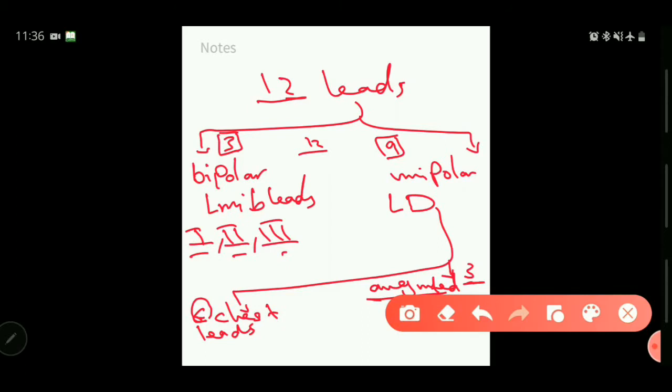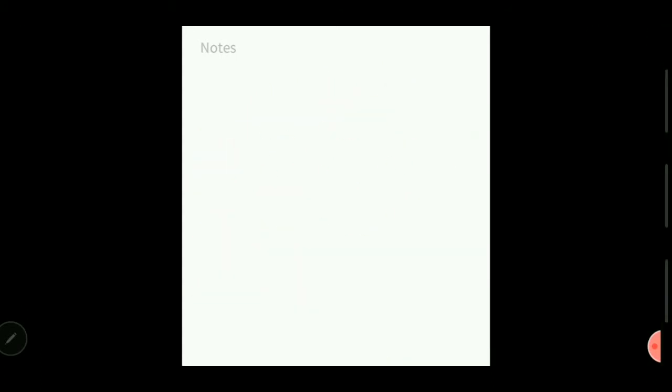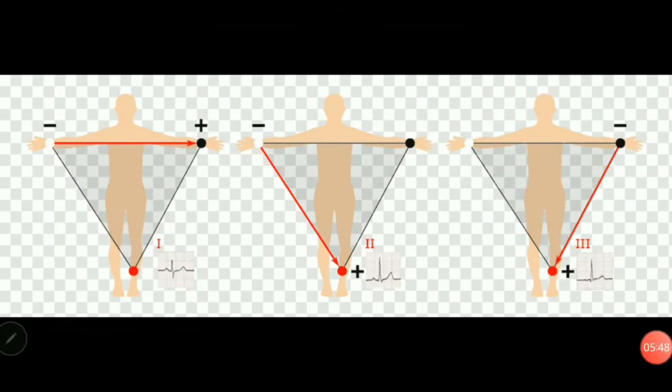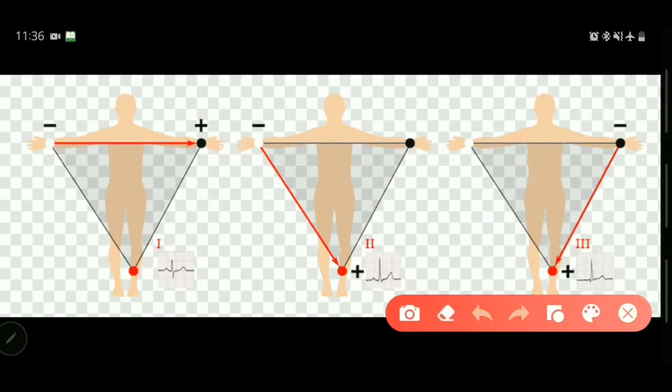So now let's explain the first 3 bipolar limb leads and explain each one of these leads. Okay, let us go. This is a picture showing how the limb leads, or the bipolar limb leads, are situated on the body. We said that we have 3 bipolar limb leads.